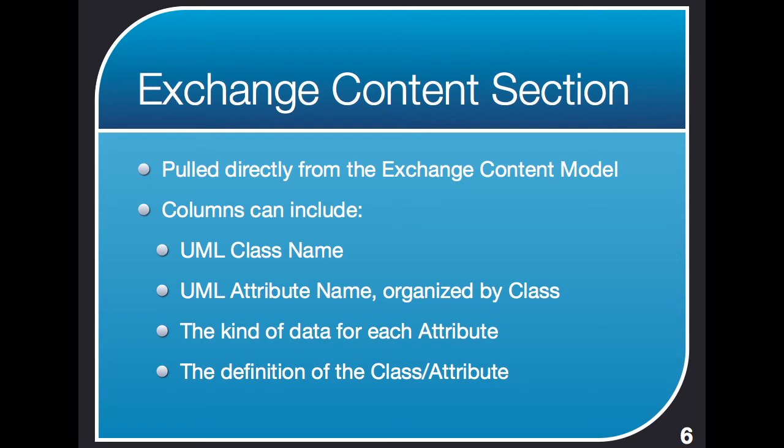You can also include a column for the kind of data for each attribute so that you can know right away that the attribute you're looking for is a string or a number or a Boolean or whatever it may be. And you can also have a column for the definition if you'd like. That makes it easy to access this definition and compare it to a definition out of the NIEM. So these are all columns that can be in that first section of columns in your mapping spreadsheet.